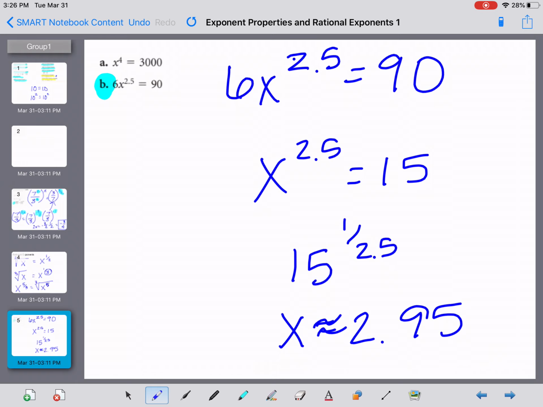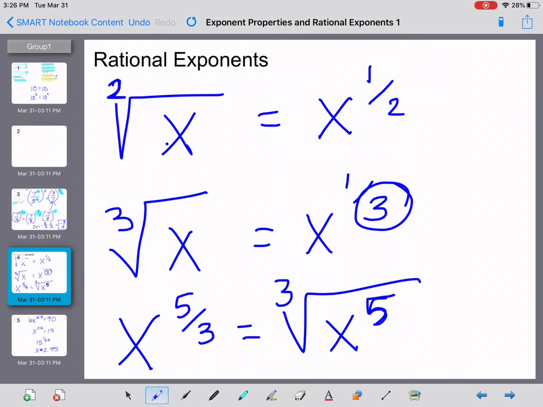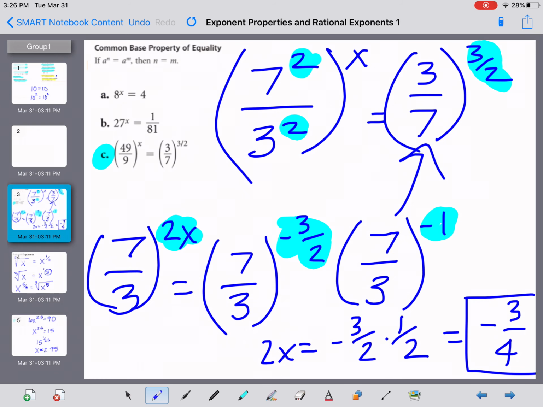So that's what we're going to focus on is the rational exponents and also being able to do the common base properties with that, okay? So that's what your practice will be focused on.